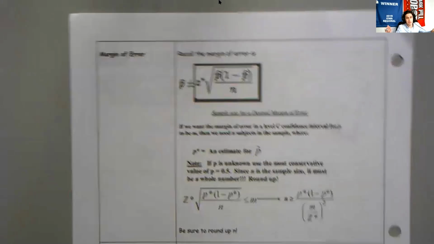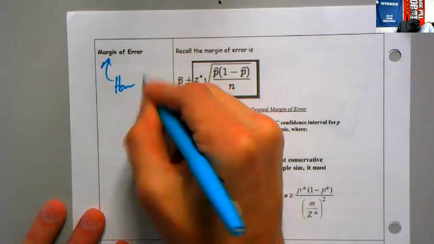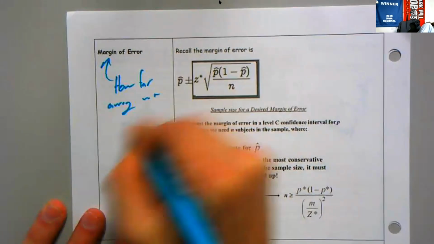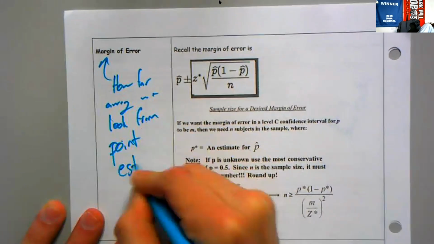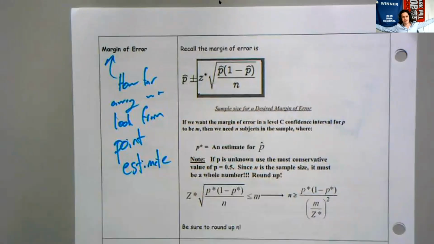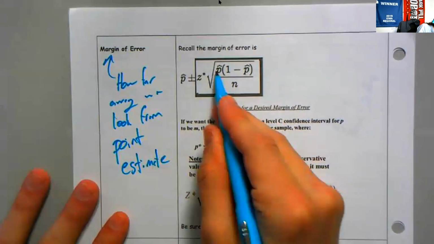Sometimes we want to calculate margin of error. When you're taking a poll, you want your poll to have some margin of error, plus or minus. You ever watch the news? It's usually about 3%. They like to keep it within 2 or 3%. Margin of error, that's how far away we look from our point estimate. It's like the width of our net, or half the width of our net. How far away am I looking? Margin of error is that part out back: z star times the square root of p hat, 1 minus p hat, over n.